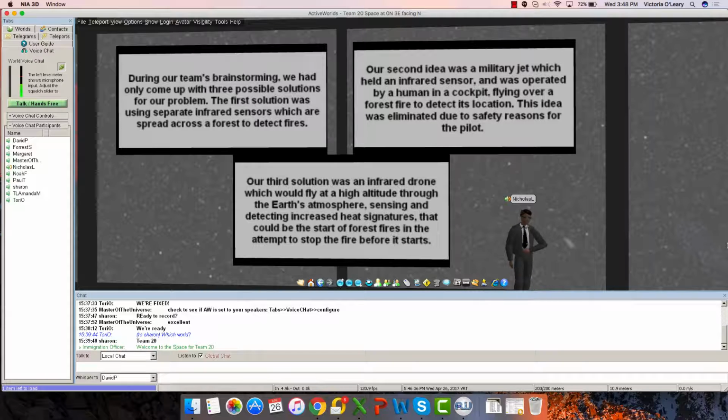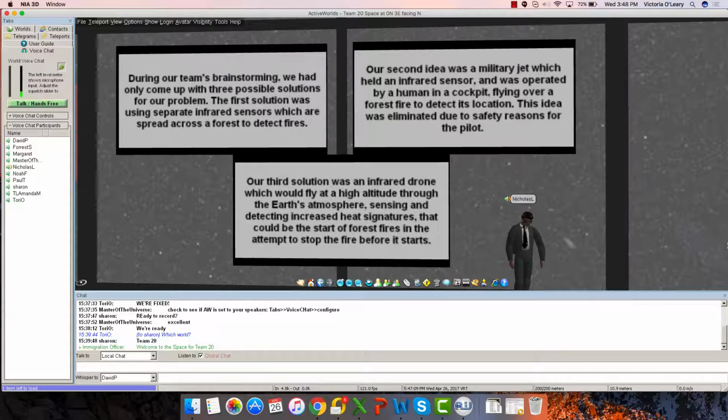So then we thought of it, and we thought, well, the best vantage point to look at a forest would be from above, so we decided that a plane would probably be the best solution. The first iteration of this was to use a military jet, where a pilot would fly the plane and we'd have an infrared sensor on the plane. We eventually eliminated this idea because of potential dangers to the pilot, because smoke can produce a lot of turbulence and heat, so if the jet happens to go down, then the pilot could perish.